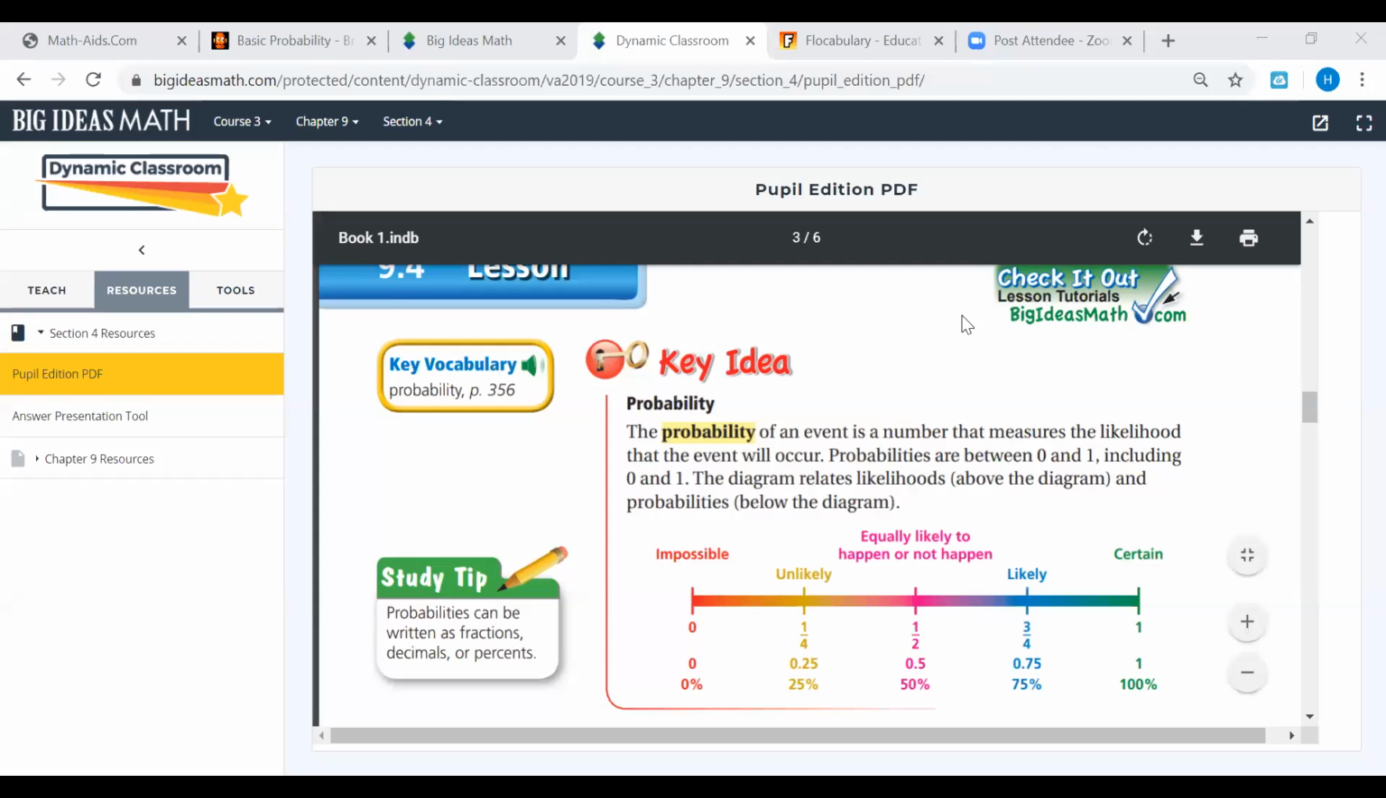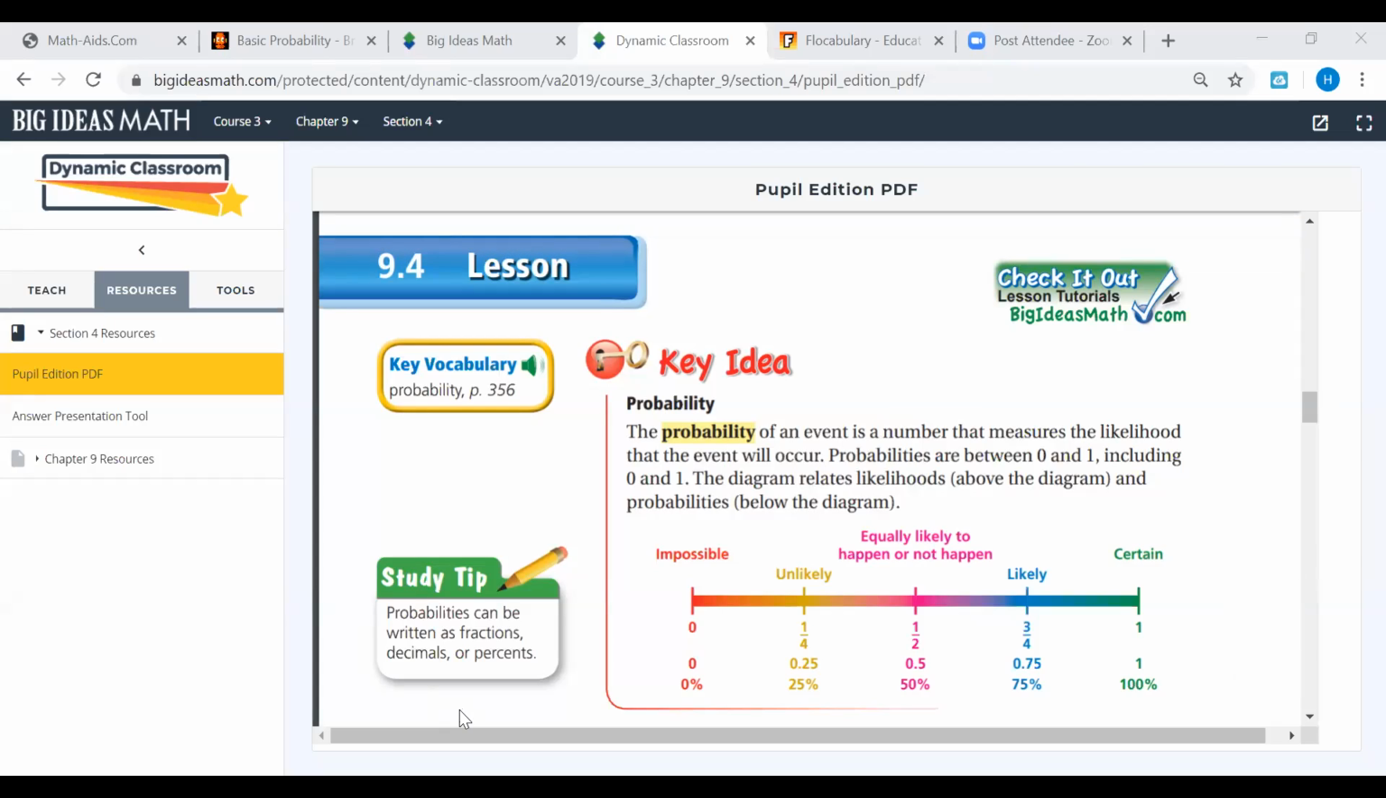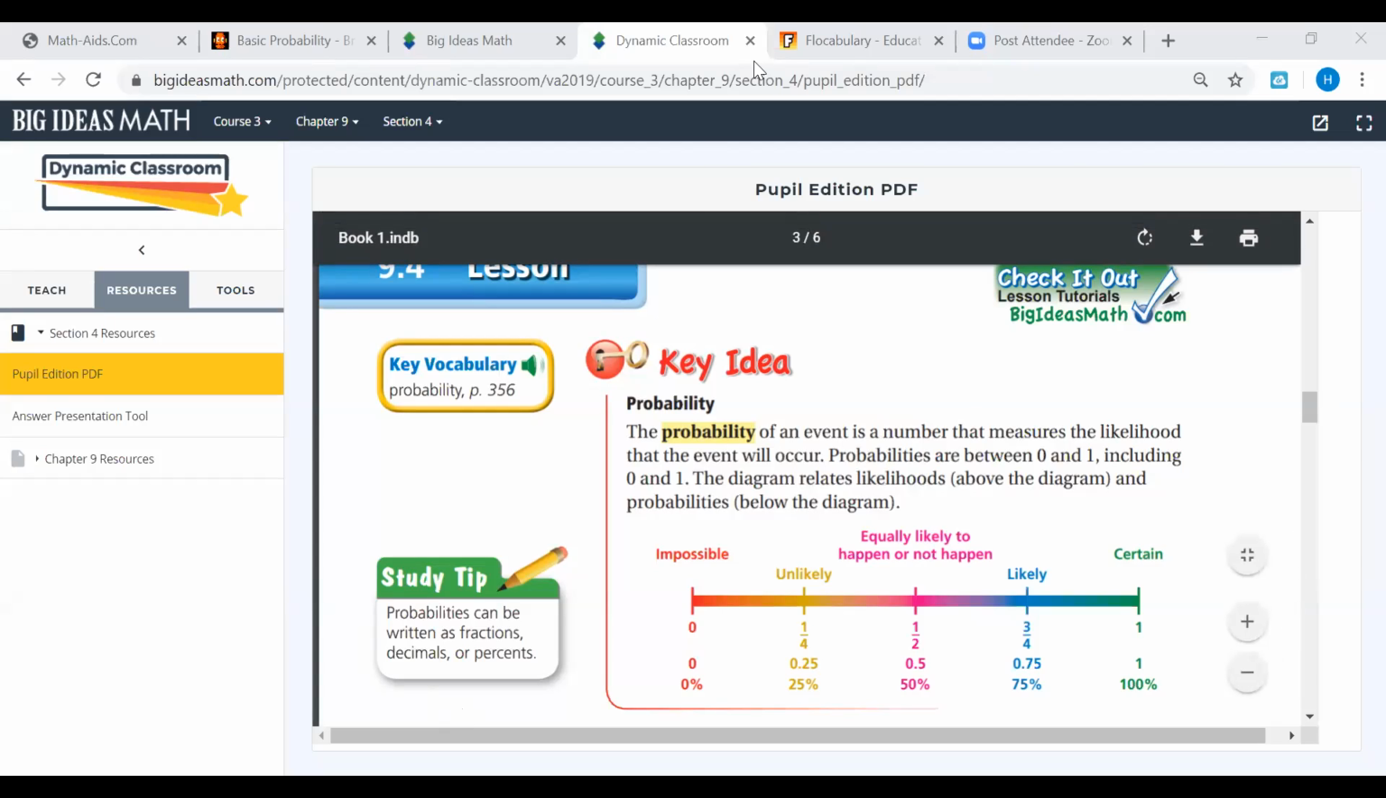So this is a view of our textbook, page 356, and the key idea of probability. The probability of an event is a number that measures the likelihood that the event will occur. Probabilities are between 0 and 1, including 0 and 1. The diagram relates likelihoods above the diagram and probabilities below the diagram. And your study tip is that probabilities can be written as fractions, decimals, or percents.